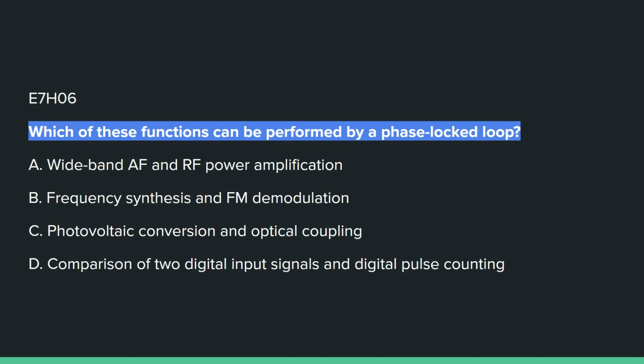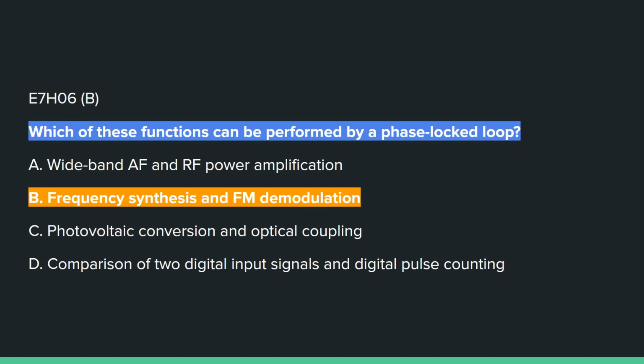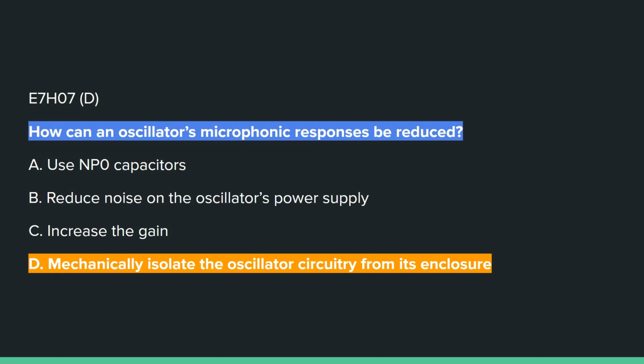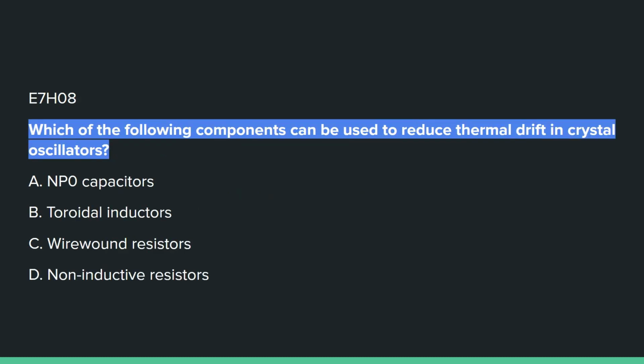E7H06, which of these functions can be performed by a phase-locked loop? B, frequency synthesis and FM demodulation. E7H07, how can an oscillator's microphonic response be reduced? D, mechanically isolate the oscillator circuitry from its enclosure. E7H08, which of the following components can be used to reduce thermal drift in crystal oscillators? A, NPO capacitors.